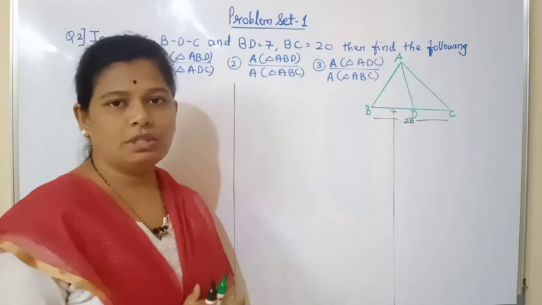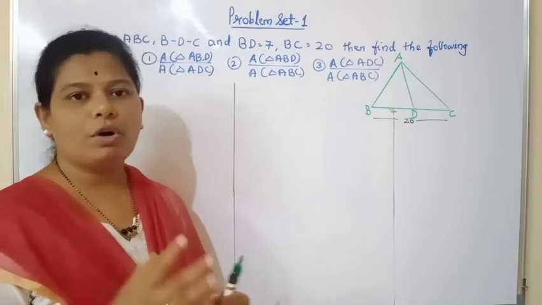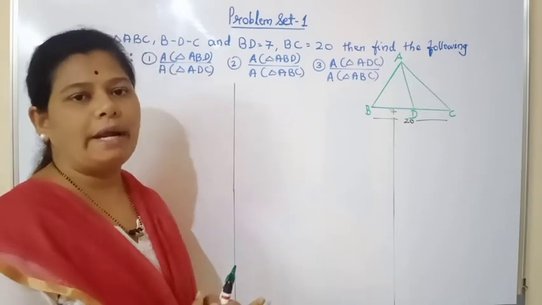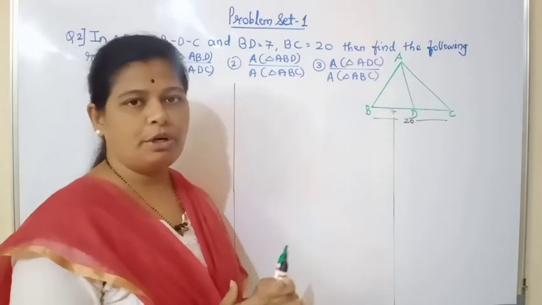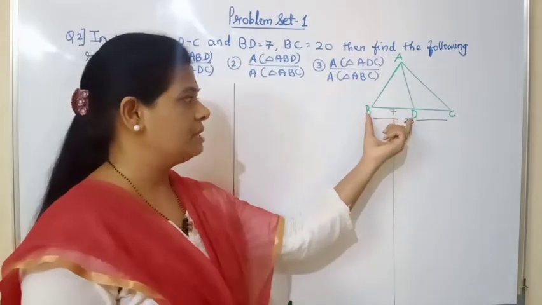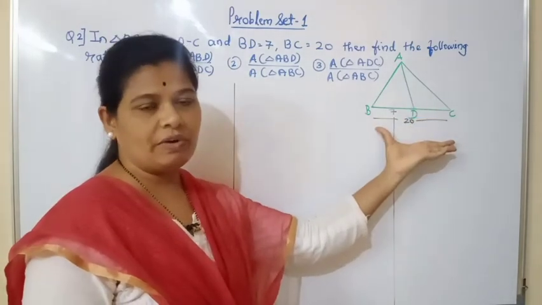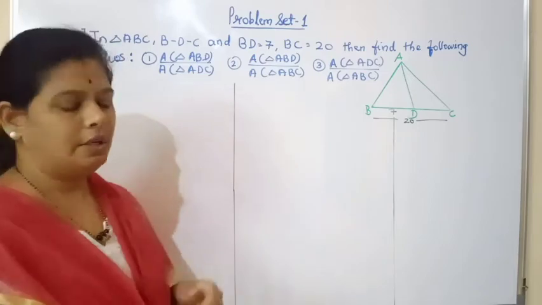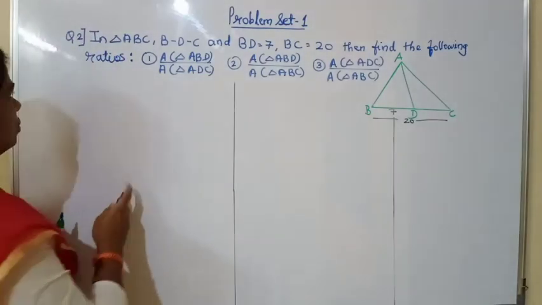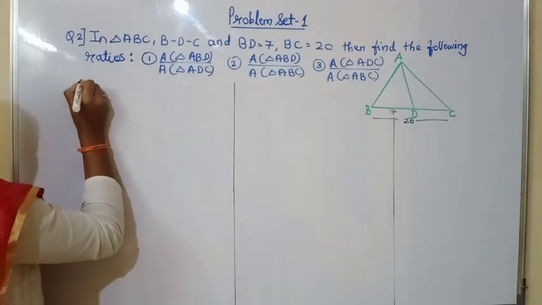Now we'll go through this example. First of all, what we have to do? First of all, we have to find the measurement of DC. Because BD is given, BC is given as 20, so from this given information we will find the value of DC first of all. Okay, so now we'll go towards the solution.